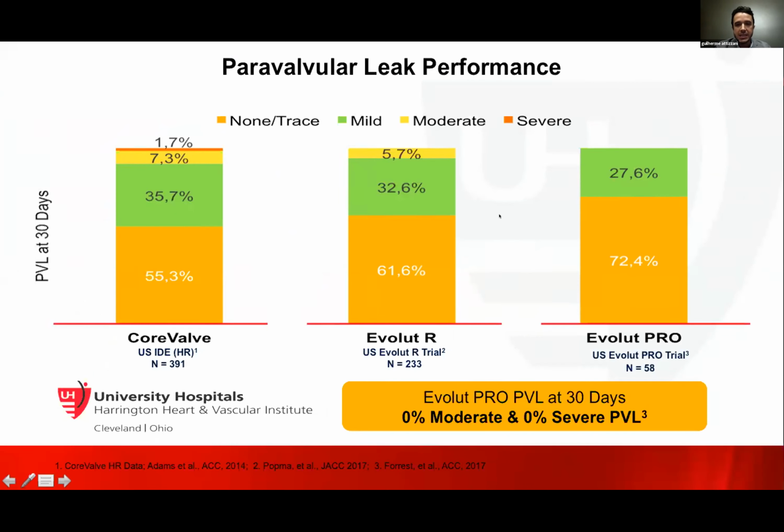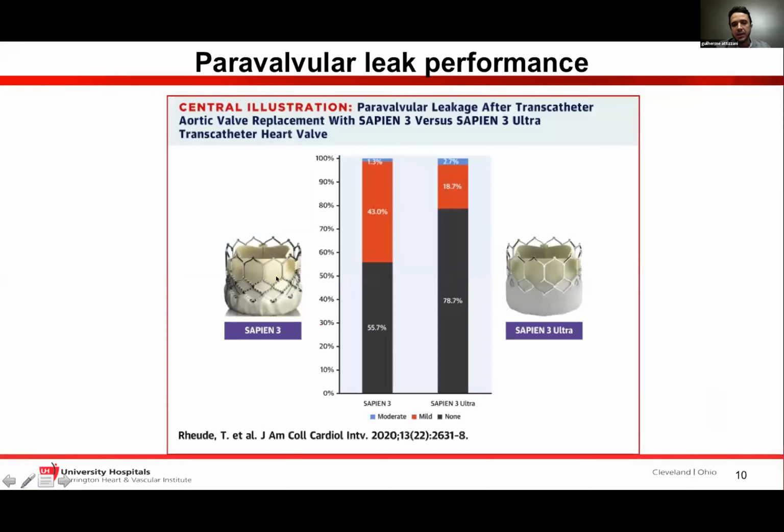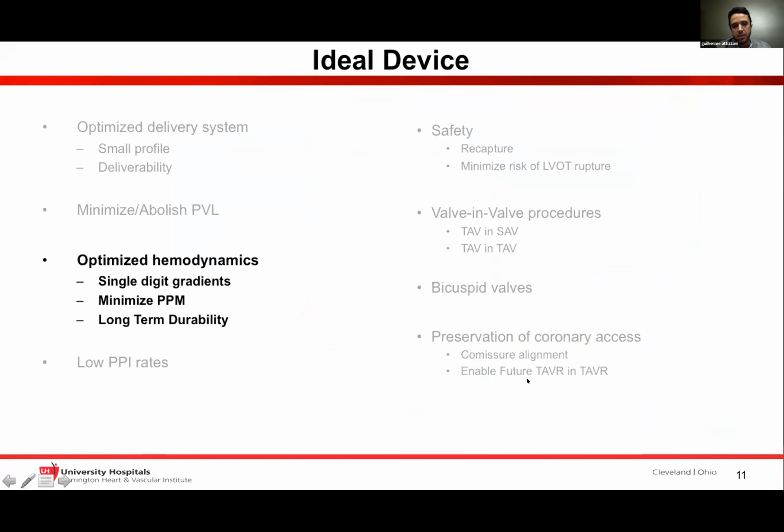And when we look at Sapien, similarly, compared with Sapien XT and now Sapien 3, and now the recent iteration with Sapien 3 Ultra, there is also a reduction in paravalvular leak. If you pay attention to the numbers, they're very similar between Sapien Ultra and Evolut Pro Plus. So I think today we have very similar rates of paravalvular leak between the two technologies that we have available. Optimize hemodynamics, extremely important topic here.